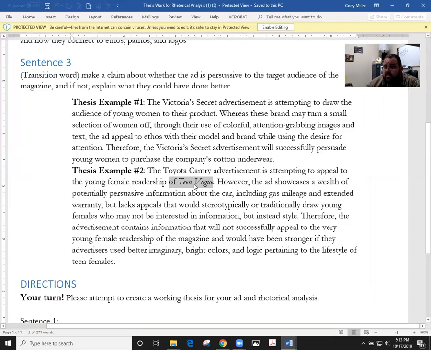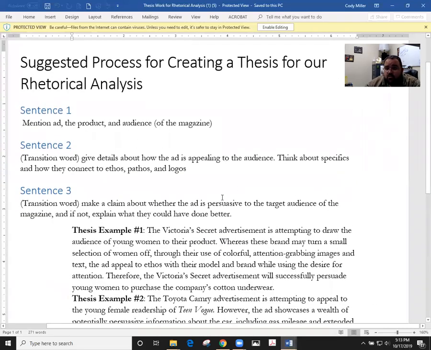Notice the magazine is in italics here. Then in the second sentence, you are attempting to actually attach specific elements to the appeals. So particular elements from your ad to the appeal. Once you do that, you'll be able to construct your second sentence.